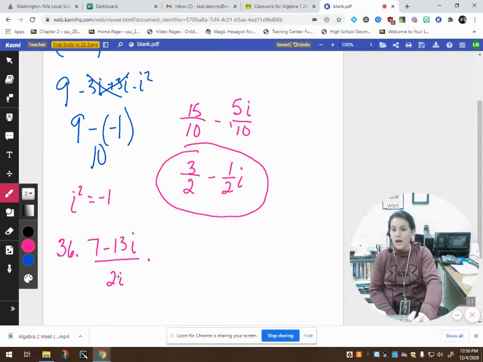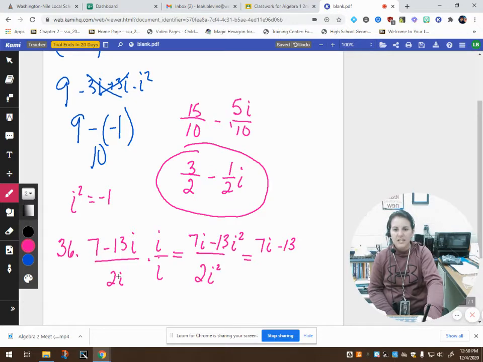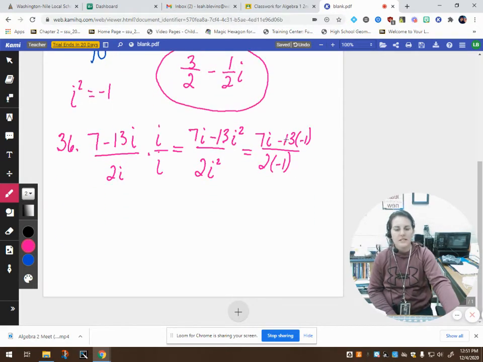I know that if I multiply by 1, i over i is 1. I'm not really changing my problem, but I specifically chose this version of 1 because 2i times i makes it 2i squared. I'm going to distribute on top here, and I get 7i minus 13i squared. So again, let's simplify. 7i minus 13i squared is just negative 1 over 2 times negative 1, minus 13 times negative 1. A negative times a negative is a positive.